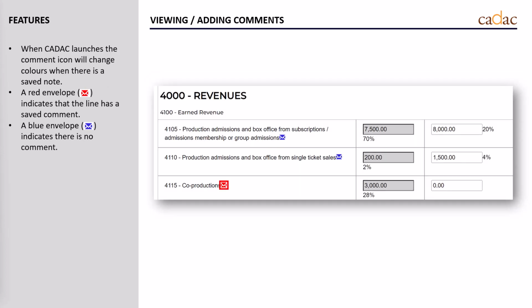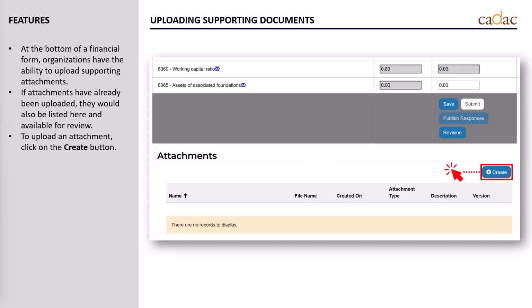When the CADAC launches, just as a note, the comment icon could be different. However, it is going to be the same principle, the same system. A blue envelope means that there is no comment on the line, but you are able to leave a comment if you want to. And if the envelope turns red, that means someone has left, or you have left, a comment on this line.